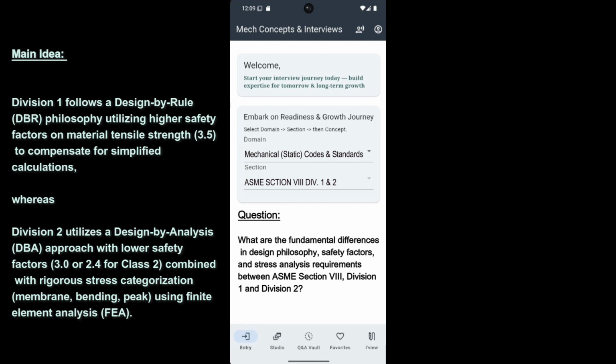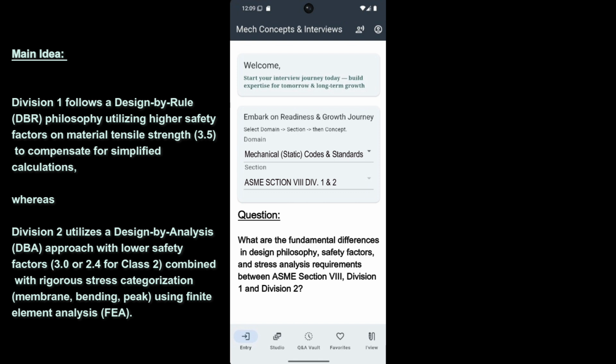Division 1 operates on what we call a design-by-rule philosophy. It is essentially a blunt, highly conservative instrument. Blunt in what way? In that it utilizes massive safety factors on the material's tensile strength, specifically a factor of 3.5. You are basically over-engineering the thickness of the steel to compensate for highly simplified, generalized calculations.